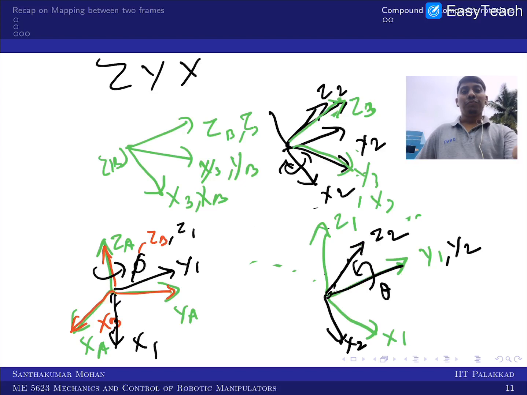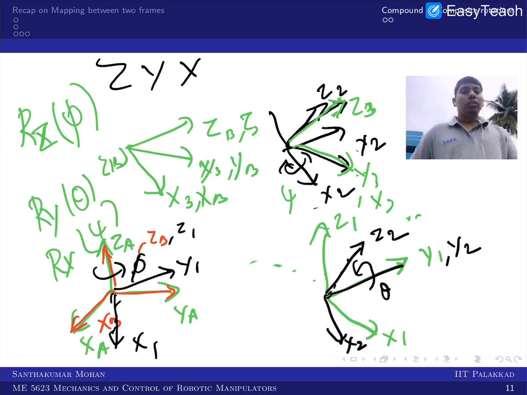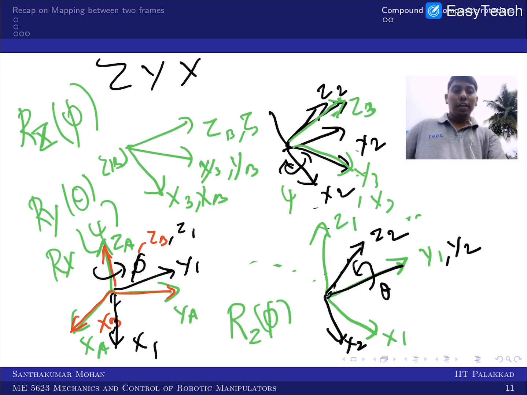So what we have done, we have first done Rz of this angle, which I call psi. The first one is Rz phi, then Ry theta, and then Rx psi. So here we have moved from one to another in a progressing stage. Your rotation matrix R is Rz phi multiplied with Ry theta multiplied with Rx psi.